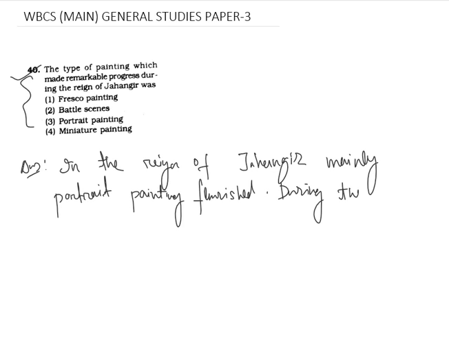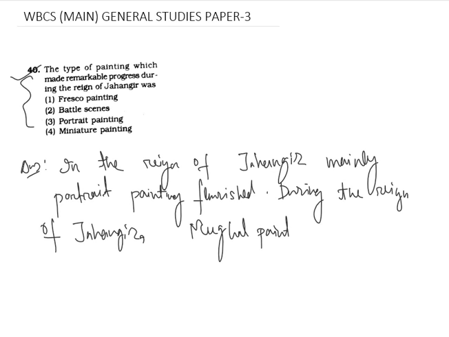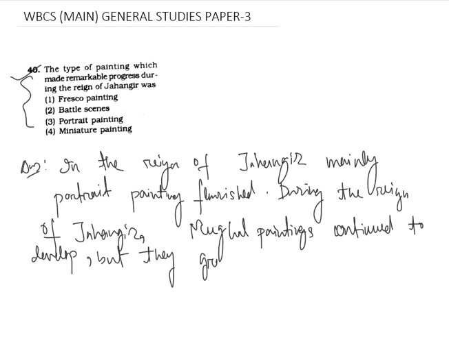During the reign of Jahangir, Mughal paintings continued to develop, but they gradually became cold and rigid.